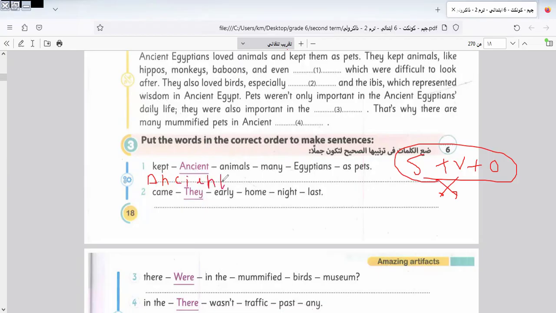Okay, I will leave the link of this booklet below the video to download it and answer again. Ancient Egyptians. Here it will be ancient Egyptians kept animals.